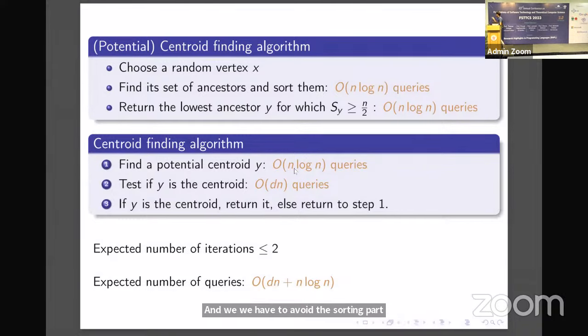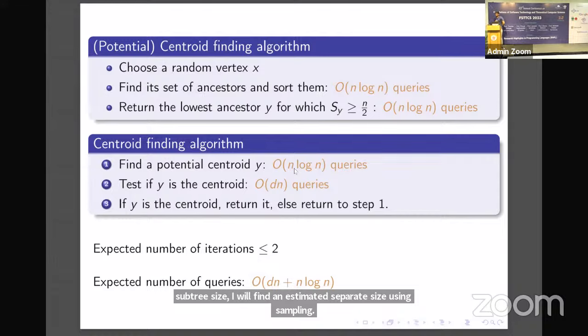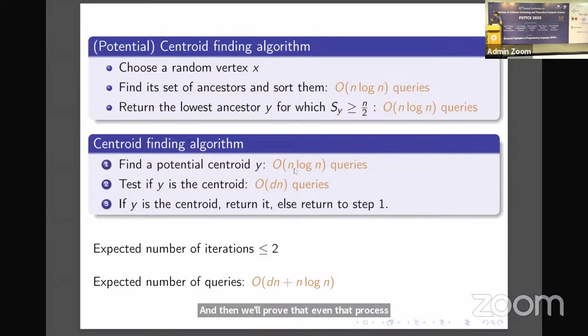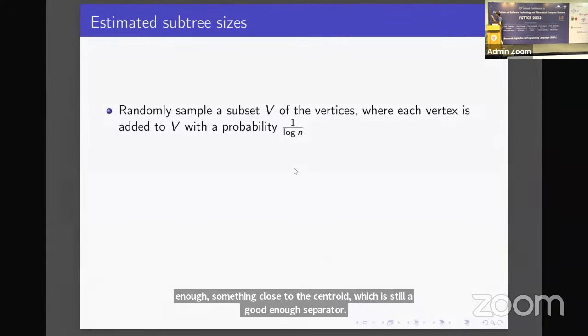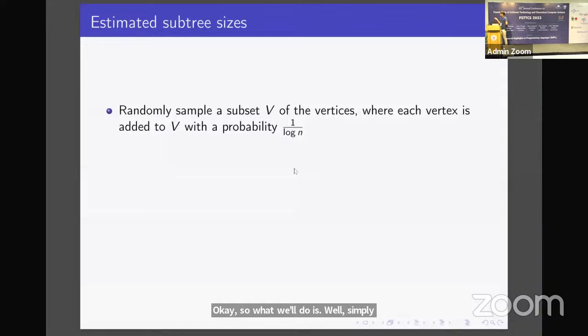But number two, we are finding the subtree sizes of log n of the nodes in the binary search. But the idea simply is that instead of finding the exact subtree size, I'll find an estimated subtree size using sampling. And then we'll prove that even that process returns something close to the centroid, which is still a good enough separator. Okay, so what we'll do is randomly sample a subset V of the vertices, where every vertex is added to V with probability 1 over log n.